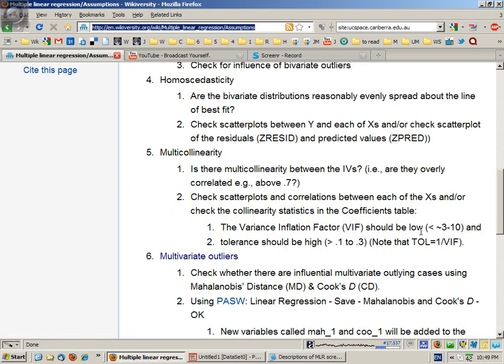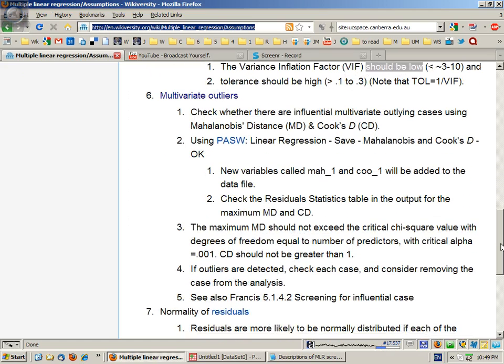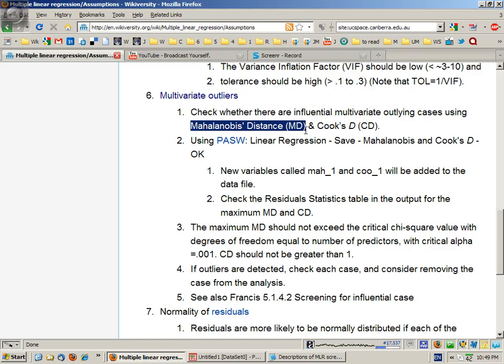Now guidelines vary for interpreting the VIF, but it should be low, and it should be less than 10, and preferably even less than 3. And the tolerance is just the reciprocal. It's 1 divided by the VIF, so it should be greater than 0.1 and preferably greater than 0.3. Multivariate outliers are assessed by calculating Mahalanobis's distance for each case and comparing that maximum value against the critical value, and we'll see how to do that in the exercises and what to do about it.